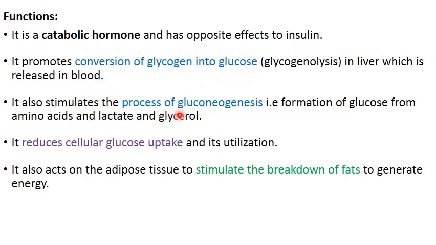It also stimulates the process of gluconeogenesis. Gluconeogenesis means formation of glucose from non-carbohydrate sources. So what are the non-carbohydrate sources? Amino acids, lactic acid and glycerol. From there glucose will be synthesized, so that is called gluconeogenesis. It also reduces cellular glucose uptake, that means glucose won't enter the cells, and as a result will remain in the blood and will increase its level. It will also act on the adipose tissue to stimulate the breakdown of fats to generate energy.